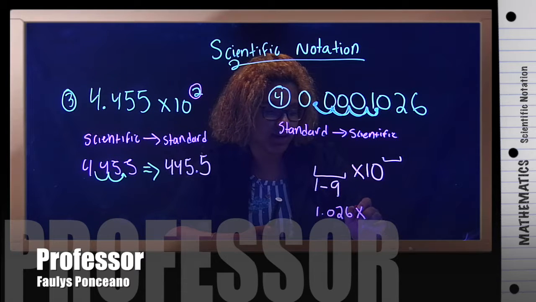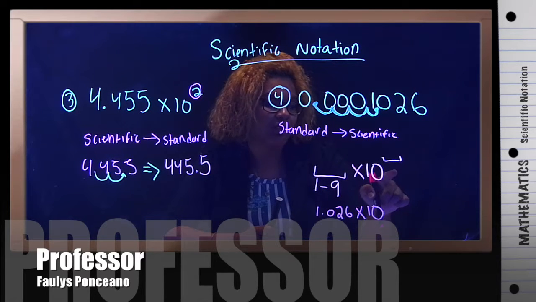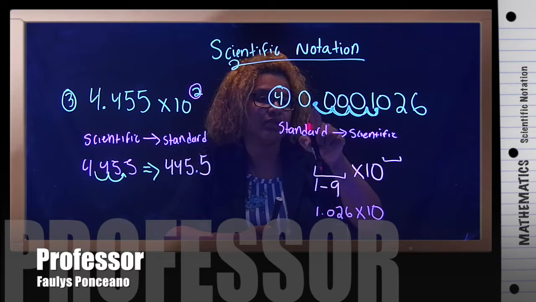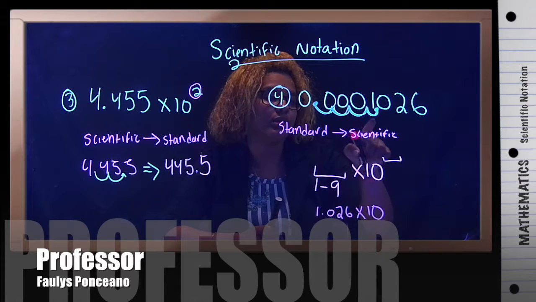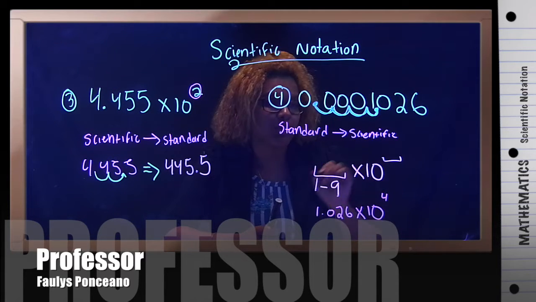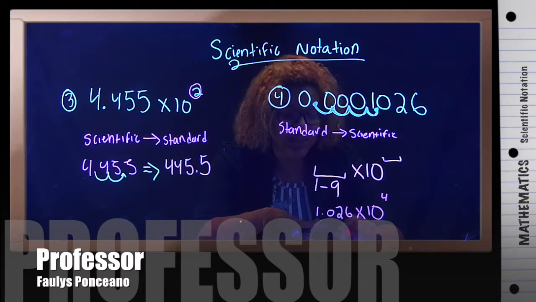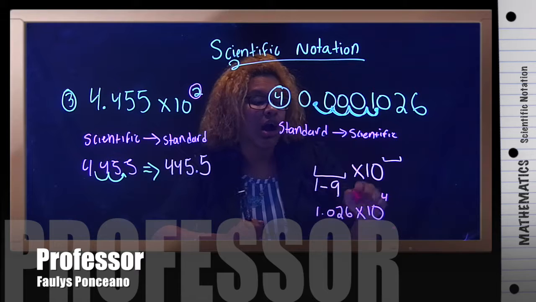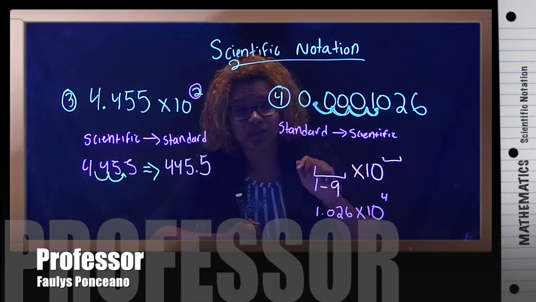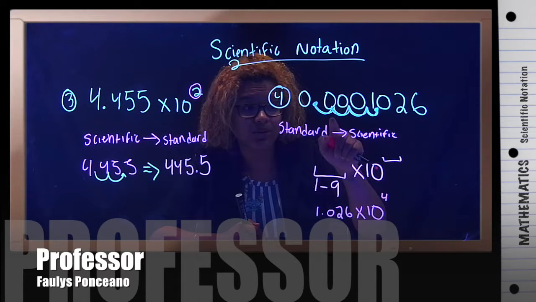Then times the 10. My exponent, how many times did I move the decimal? 1, 2, 3, 4. My exponent will be 4. If I were to go back from scientific to standard, I would have to move to the right or to the left to get back to this number.